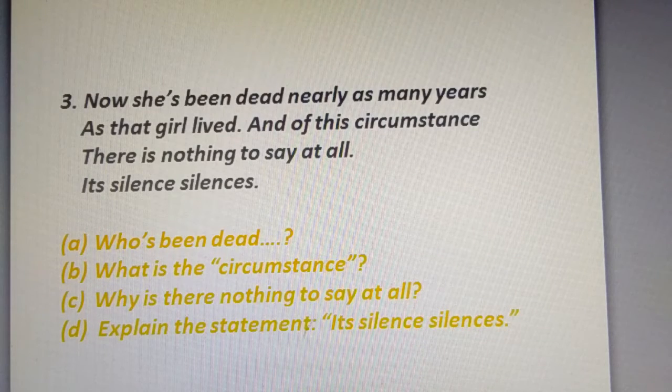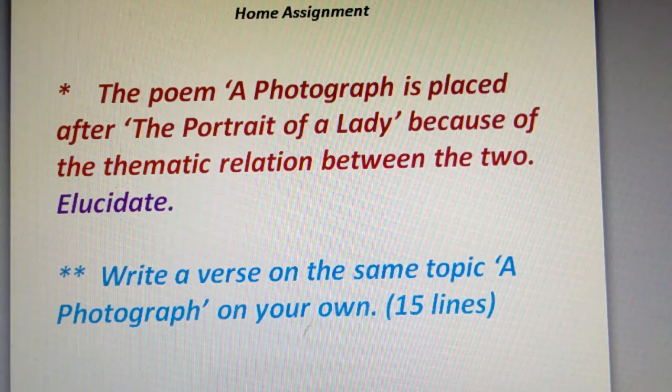Read the next extract. The poem, A Photograph, is placed after The Portrait of a Lady because of the thematic relation between the two. Elucidate. Write words on the same topic, a photograph, on your own, 15 lines.